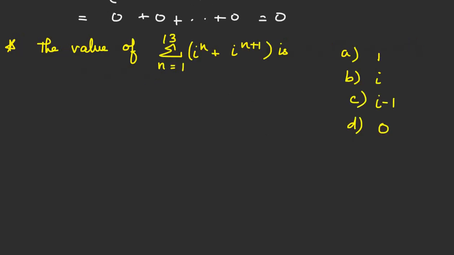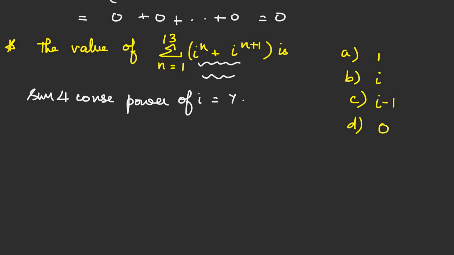The next important question: the value of sigma n is equal to 1 to 13, i power n plus i power n plus 1, is. So 4 options are given. Here we know that the sum of 4 consecutive powers of i will be equal to 0. Using this we are going to do the sum here. So this can be split further as sigma n is equal to 1 to 13 i power n plus sigma n is equal to 1 to 13 i power n plus 1. So sum of 13 terms here.